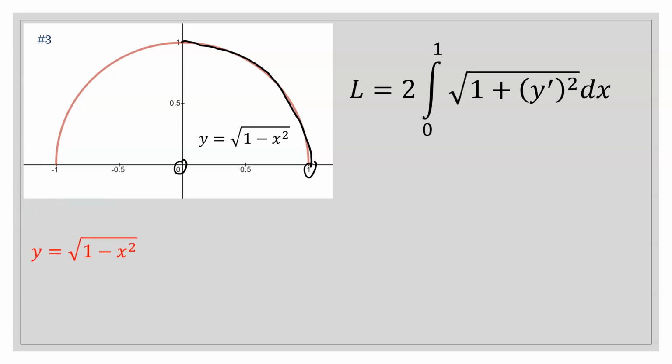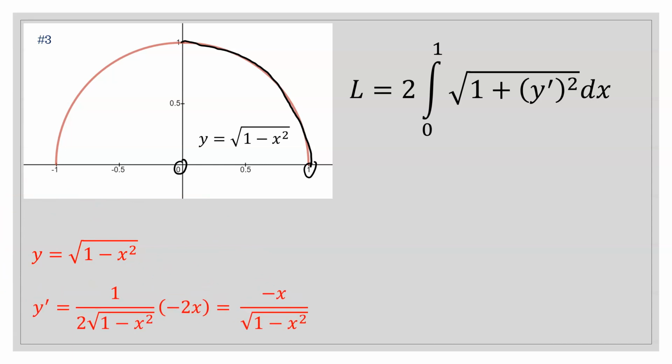Now we need to be able to find a derivative. The derivative of the square root of x is 1 over 2 square root of x multiplied by the inside derivative. That's the chain rule, right? And we reduce that to be negative x over the square root of 1 minus x squared. Now that is what's going to go inside right there.